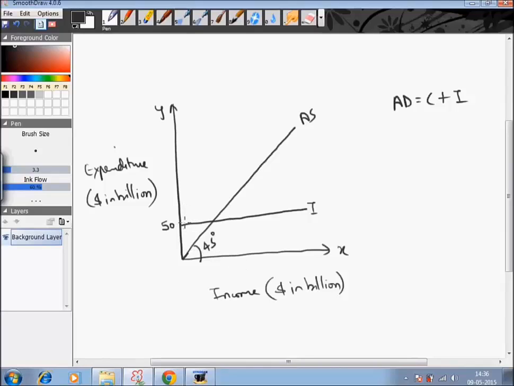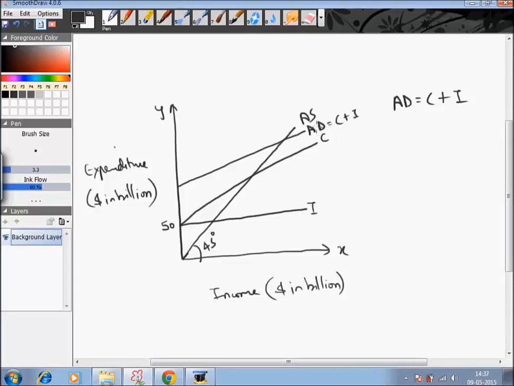What about the consumption? The consumption will constantly increase according to the income of the consumer, and so we get a line like this. This is the consumption line. It starts at $50 billion. So summating these two, that is the consumption and investment lines, we get our AD curve, which is like this. The AD curve will be equal to the consumption and investment curve.